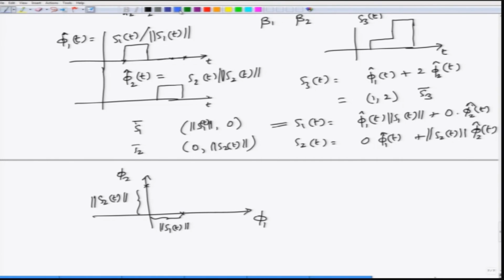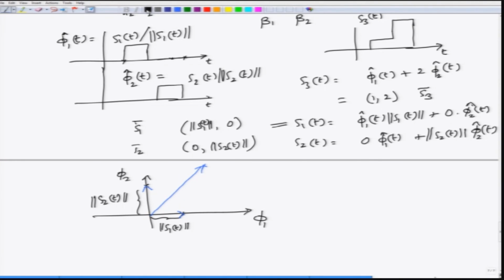Then S3 of t can be written as units of say 1 and 2. So, let us call this as 1 and this as 2. So, this would be the S3 vector. So, this is S1 vector, this is S2 vector and this is S3 vector. Now, I can very clearly see that if I were to project or take the inner product of S3 with S1, I will get a certain number. So, it has component along phi 1 and component along phi 2.